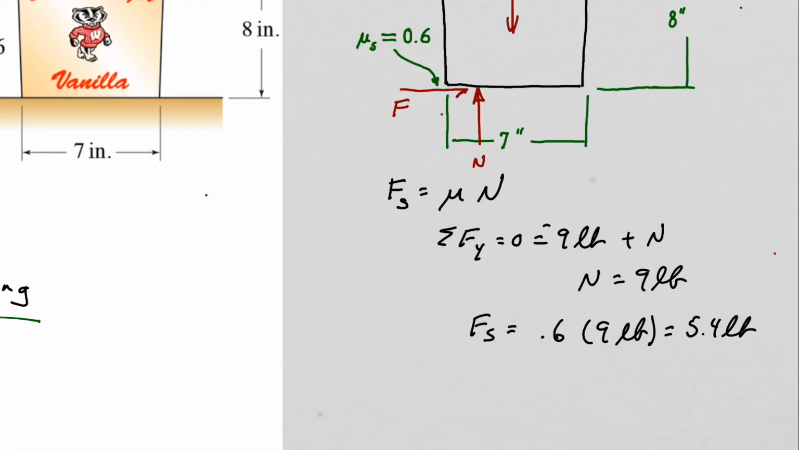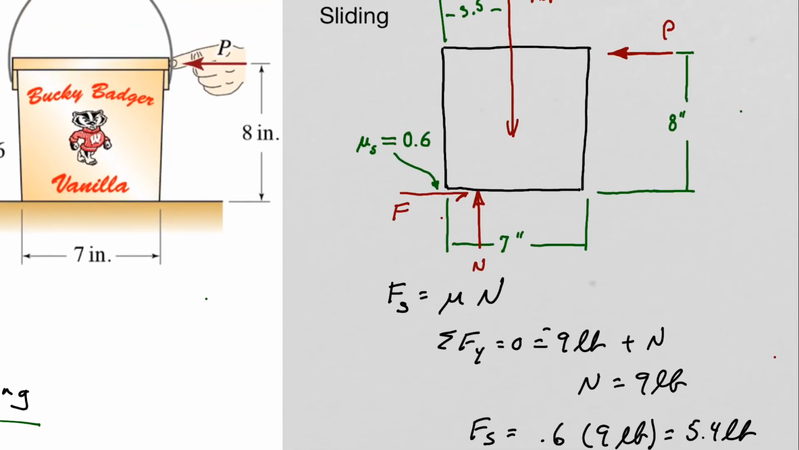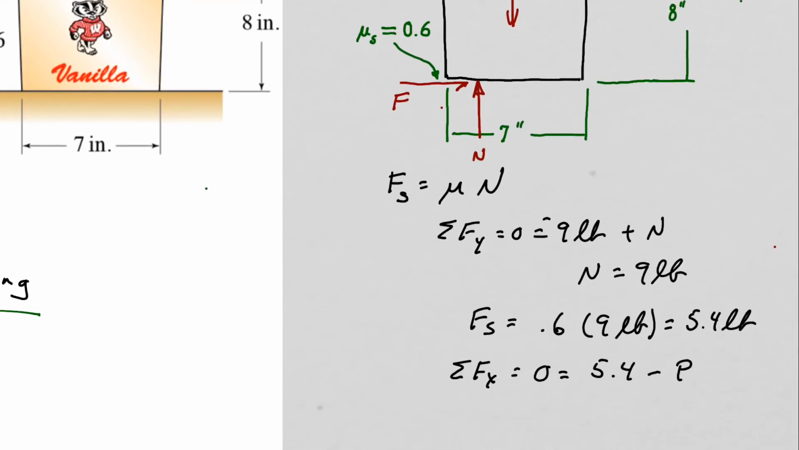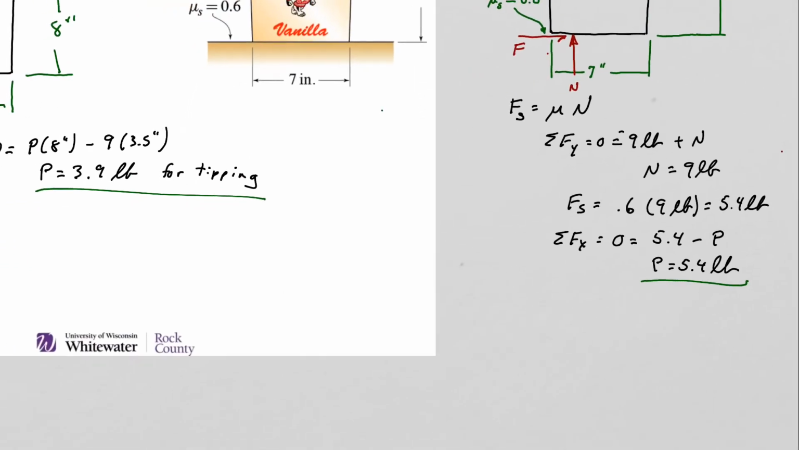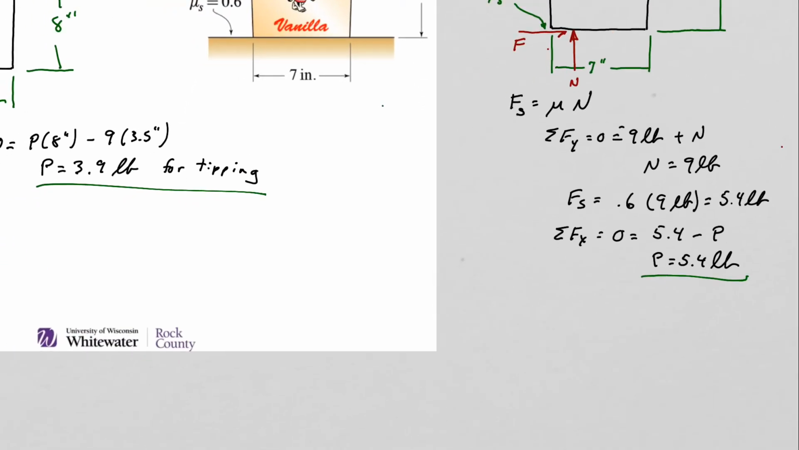Now we can sum forces in the x direction. We have a positive 5.4 pounds minus our P force that we have up there on our free body diagram. So P equals 5.4 pounds. So now the question is, do we have sliding or tipping? We see our tipping force was 3.9 pounds and our sliding is 5.4 pounds.